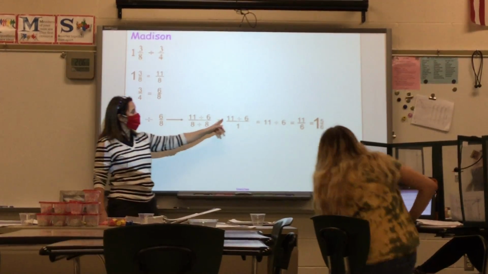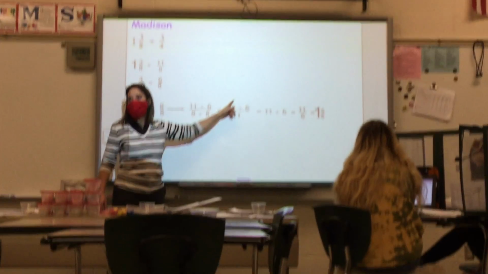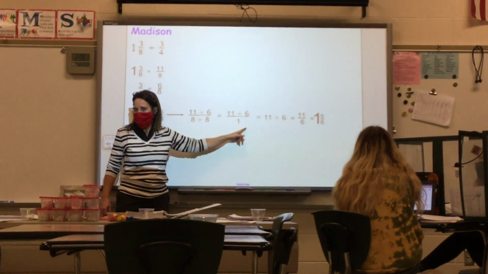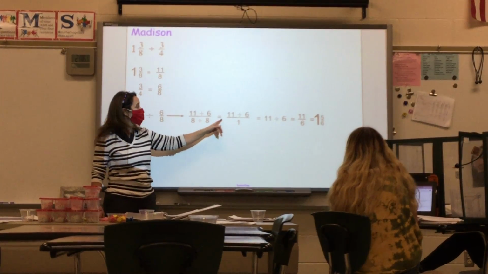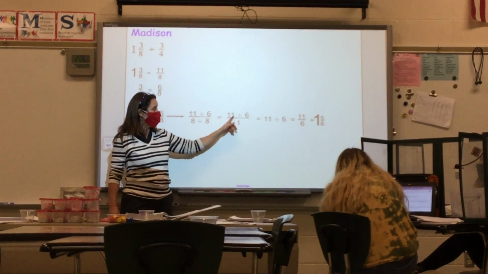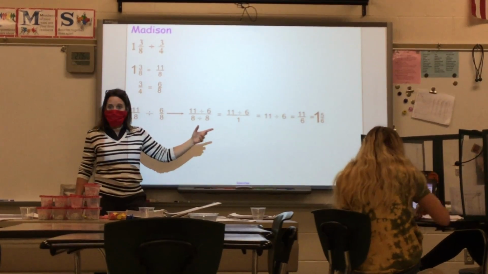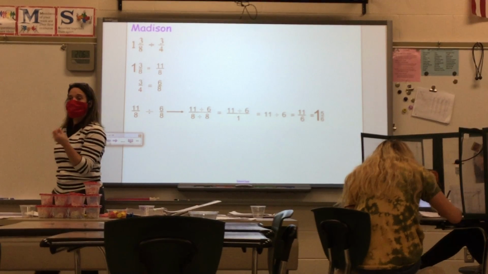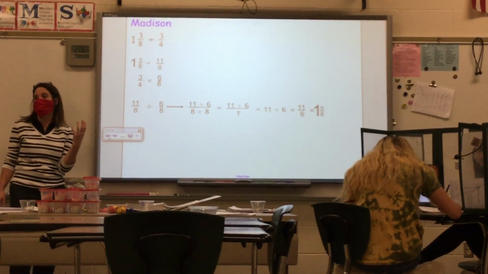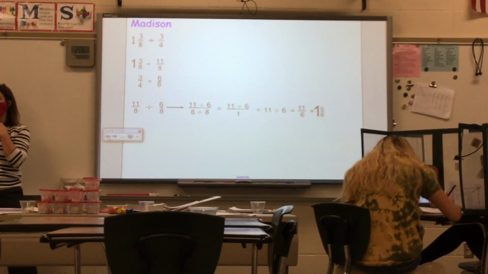So right now, this is what she has. I don't know if you could fit that in there somewhere because there's not enough room. But you might want to write that somewhere, that it's 11 divided by 6 over 1. So she has 11 divided by 6 over 1. She already did the 8 divided by 8. She's like, I can do that, it's easy.